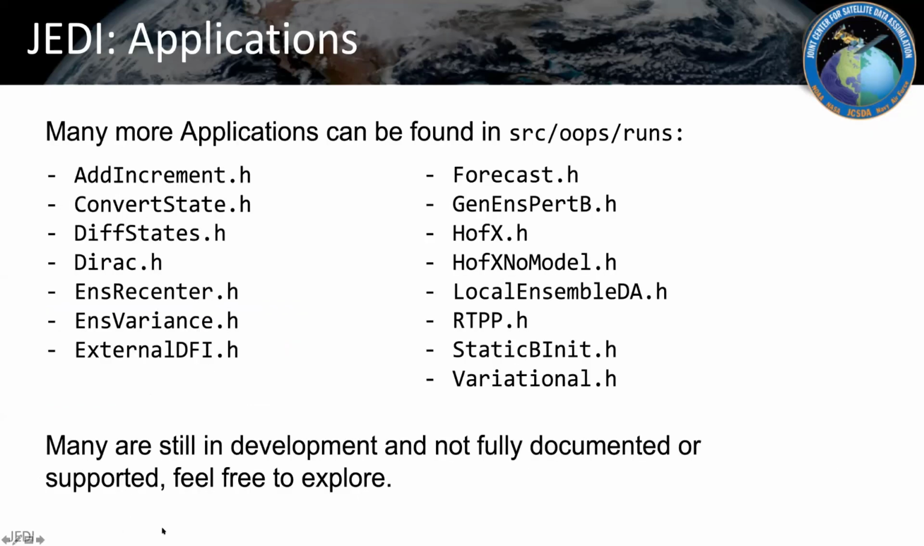So there are more applications. I've listed a few more here. I think there's even more than that now. I forgot to update this slide yesterday, but there's quite a few. We keep adding more applications as we go. So I think most of the applications that you would need to run the equivalent of an operational global system are there, but there's probably going to be a few more for research in the future. Not all of them are fully documented, so feel free to explore. And if you like documentation, then please start writing some.